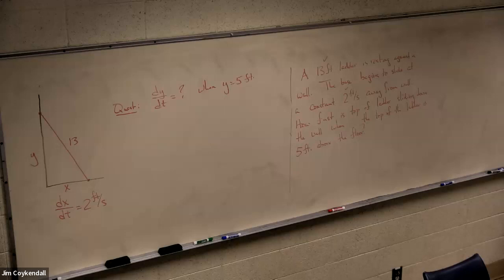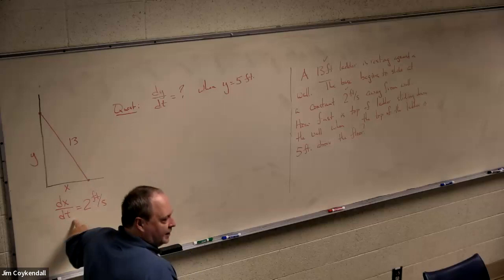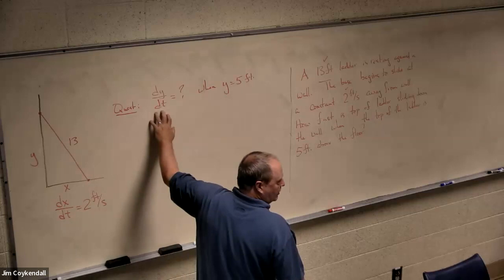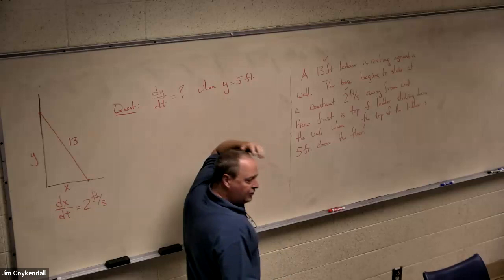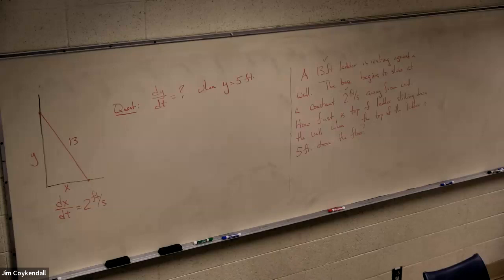Let's see. I've got some information about dx/dt. I'm looking for dy/dt. This is what we're trying to figure out. I know something about y. Looks like I need an equation here that involves variables x and y. Anybody see anything? That'll give me an equation that involves x and y.